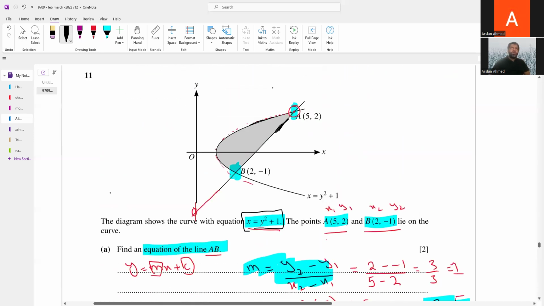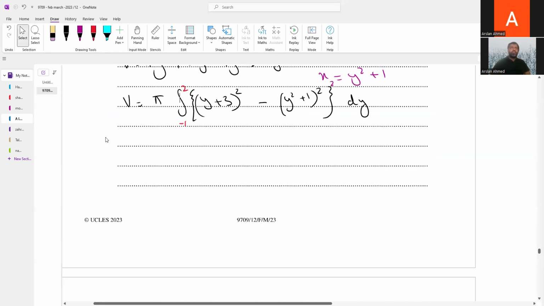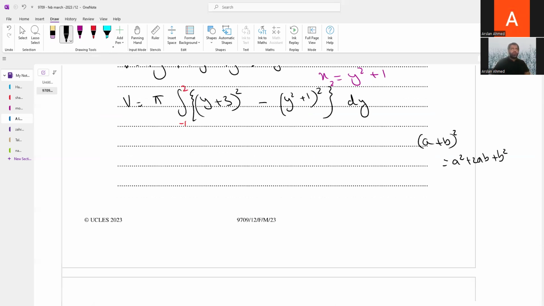Now let's think about the limit of integration. One value is minus 1 and the other value is plus 2. These are the limits of integration. Let's expand the bracket. We know the formula (a plus b) whole squared equals a squared plus 2ab plus b squared. Now we are going to plug this into our equation.